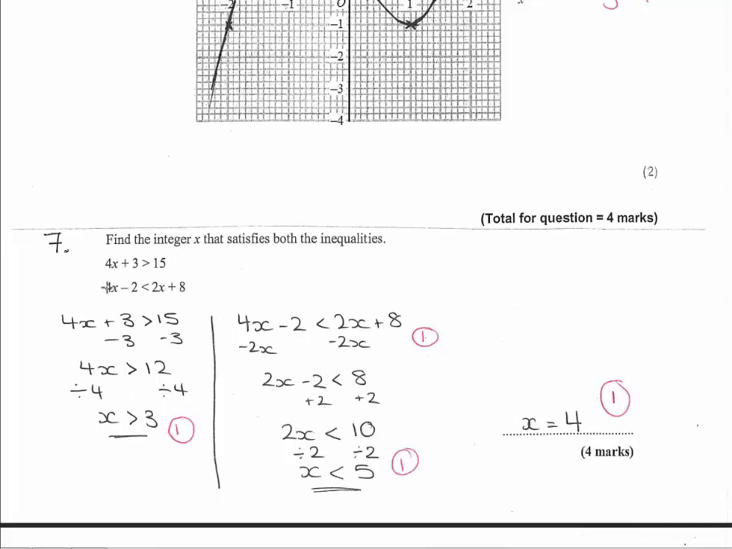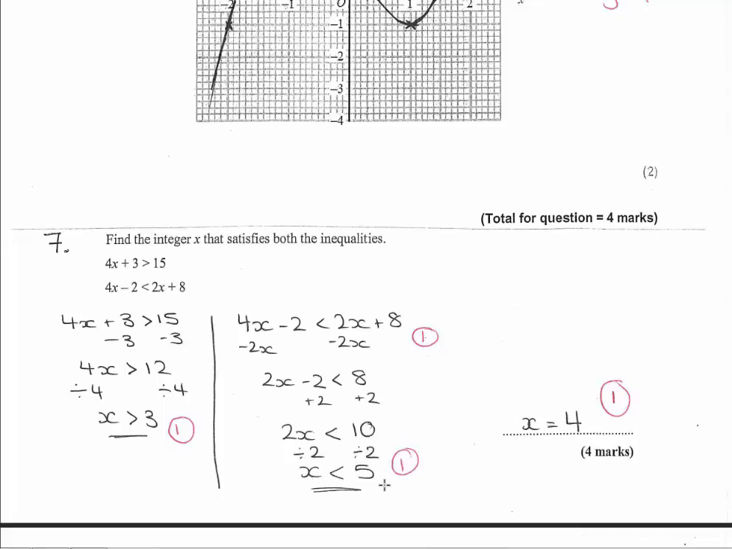Looking at the second inequality, 4x minus 2 has to be less than 2x add 8. Take away 2x from both sides. Solve it like you would if that was an equal sign. You get 2x minus 2 is less than 8. That's a start. Now I've just got x's on one side of the inequality, when before I had them on both sides. I took away 2x from both sides. Now add 2. I get 2x is less than 10. Just like if it was 2x equals 10, I divide by 2 and I get x is less than 5.